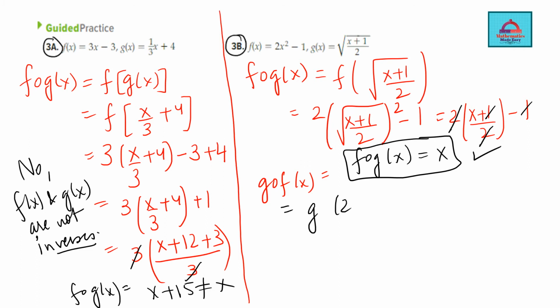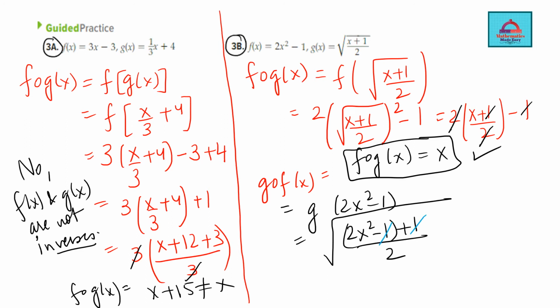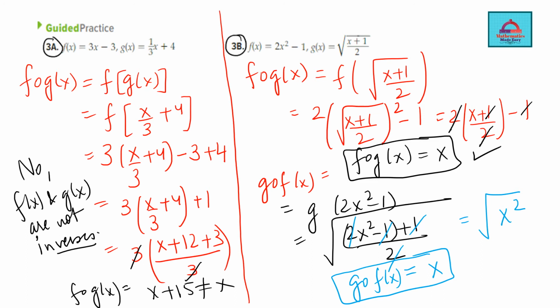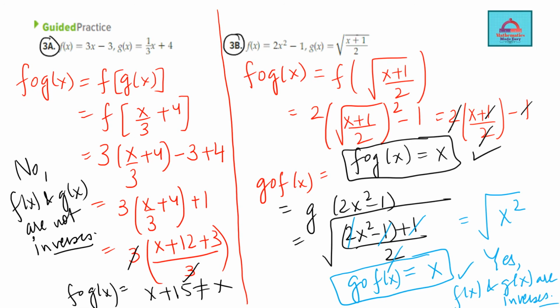So g of f(x) would be this. Now in the square root, wherever there is x, you replace it with (2x² minus 1 plus 1)/2. Now cancel this, and 2 and 2 cancel, so the square root of x² is x. So g of f(x) is also x. Because both are equal, f(x) and g(x) are inverses. It is true. So this is how you will solve a question in your exam.